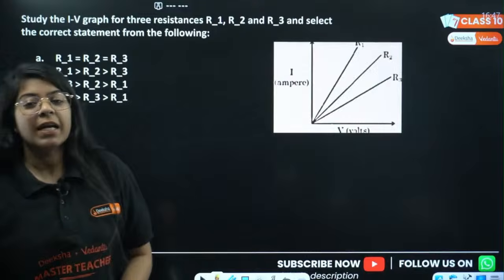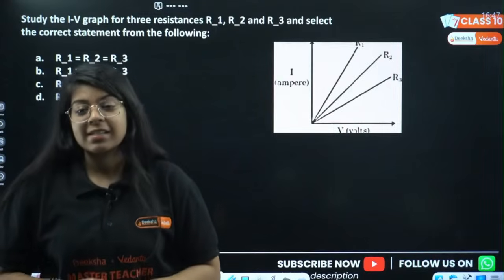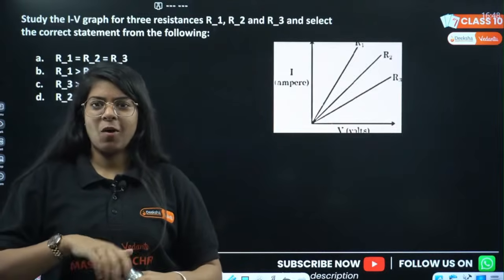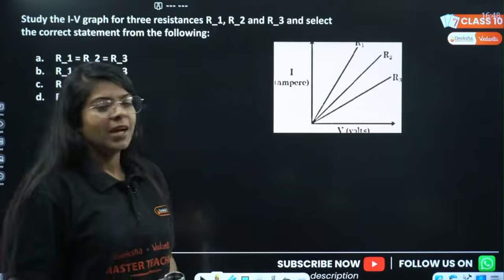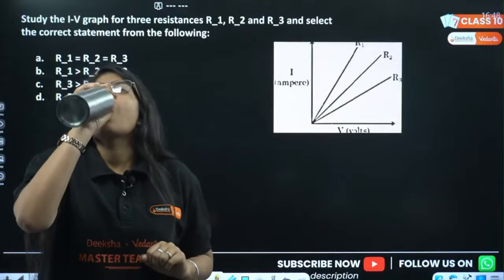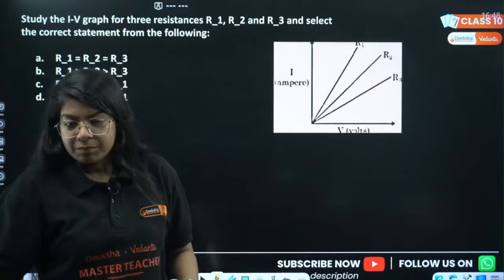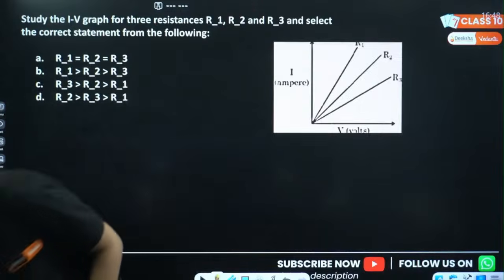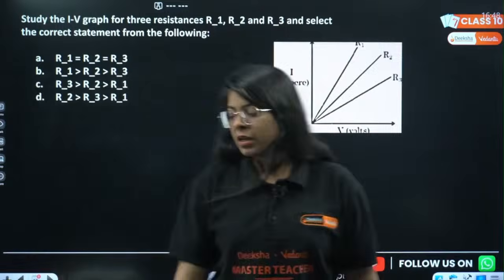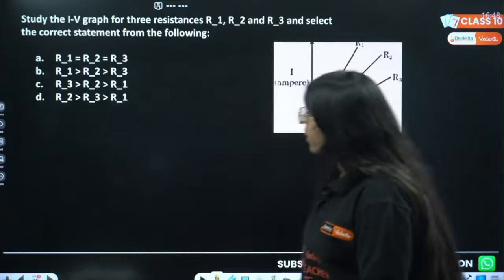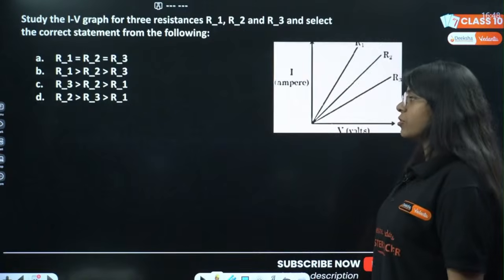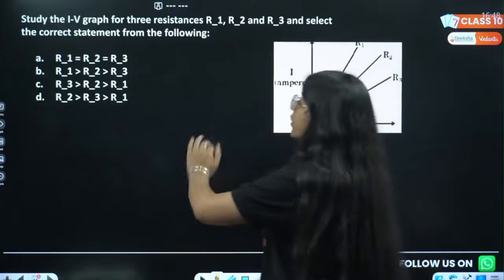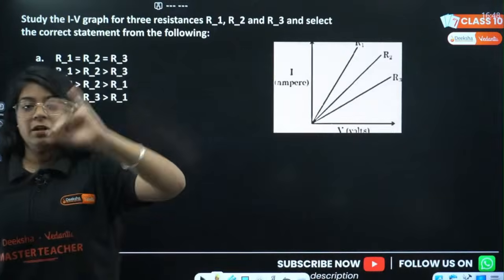Next question, from electricity topic. Study the IV graph of three resistances R1, R2 and R3 and select the correct statement from the following. Let me know which of these statements is correct. R1 equals R2 equals R3, R1 greater than R2 greater than R3, R3 greater than R2 greater than R1, R2 greater than R3 greater than R1.